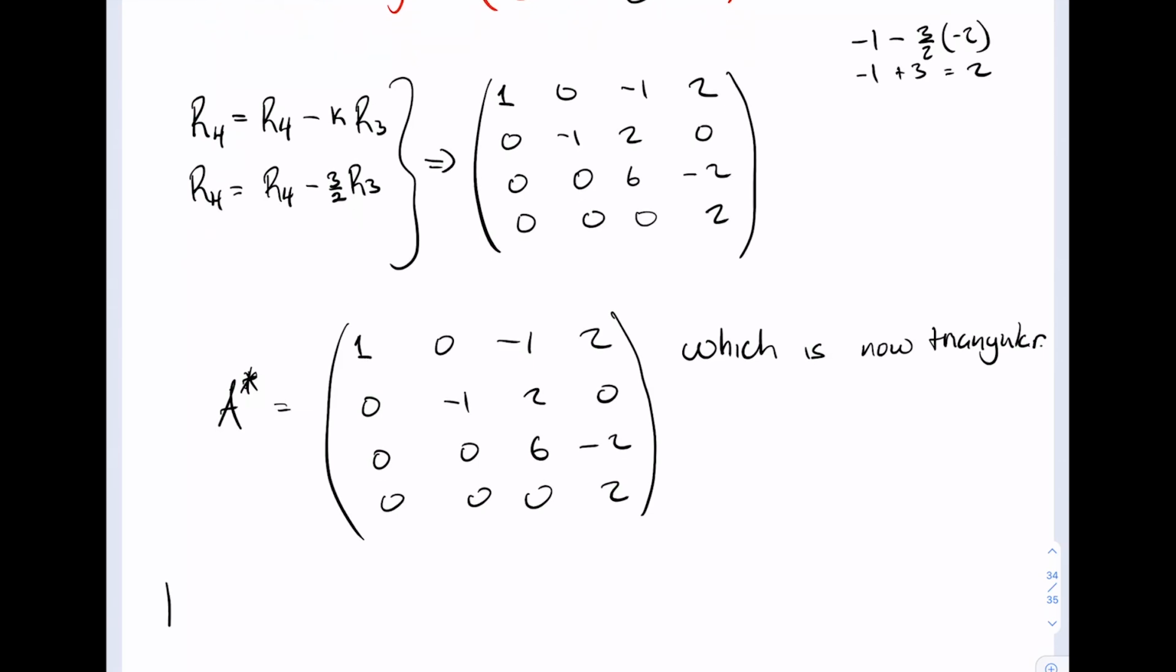So the determinant of A star is equal to the determinant of A, right? Because I perform my EROs, guys, and here we have to make a special note that these EROs have to be performed a specific way, okay? But if you perform your EROs in this manner, you should get the same answer. So here, I'm going to say that the determinant is equal to 1 times negative 1 times 6 times 2, which is equal to negative 12, right? Which is the same answer we got when we did method 1.